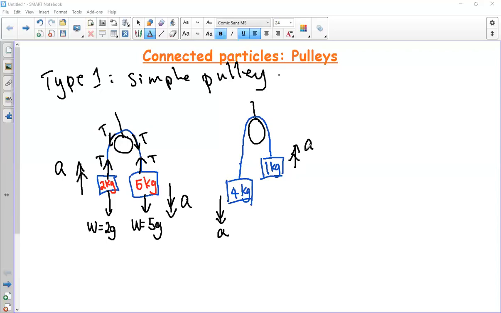And remember, the acceleration throughout the same string will be the same, A and A, but just with different directions. And how do we draw and label all the forces? Well, again, always start with the weight. W equals mg, so it'll just be 4g. And it's attached by a string, so there must be a tension, which is T.